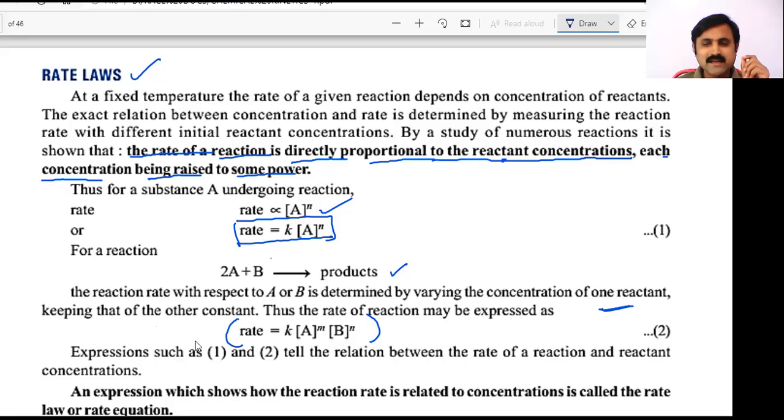So in this case, what happened? The first equation is rate equals K times the concentration of A to the power n, the general equation. But in the second equation, 2A plus B giving rise to products, the rate expression became K times the concentration of A to the power m and the concentration of B to the power n. When we express the rate with respect to A, we keep the concentration of B constant. This is the most important point. Now we have two expressions, expression 1 and expression 2, which tell the relation between the rate of reaction and reactant concentrations.